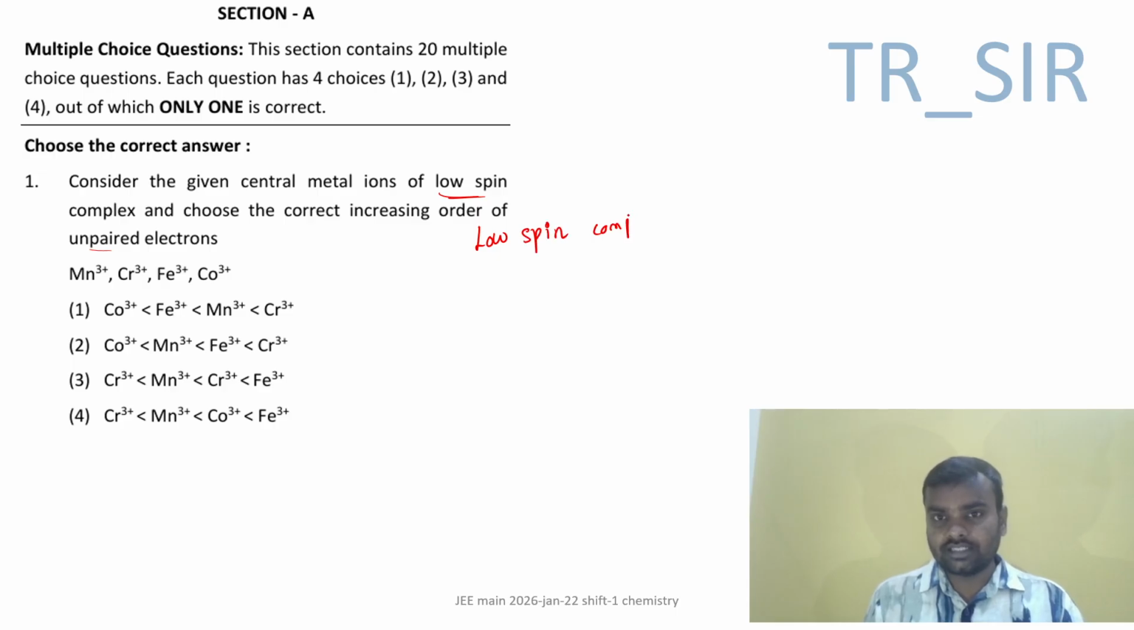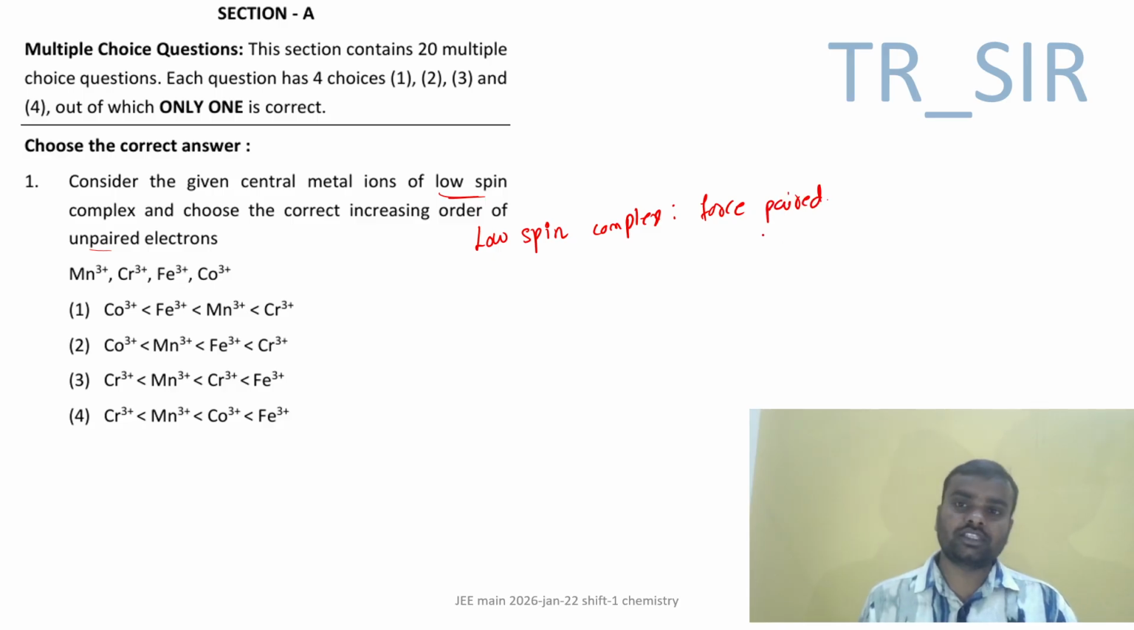Low spin complex. That means what happened? Forced pairing is required. Force pairing has to be done in this case. Okay, so given ions, what are they given?